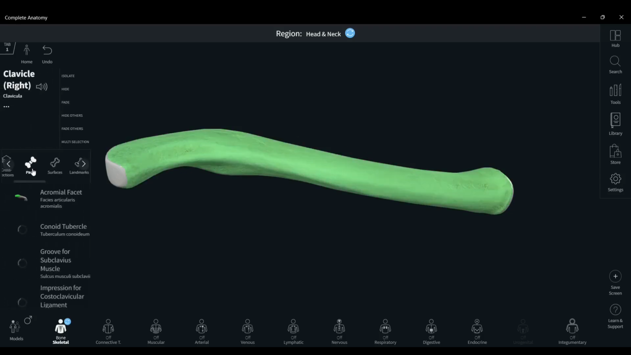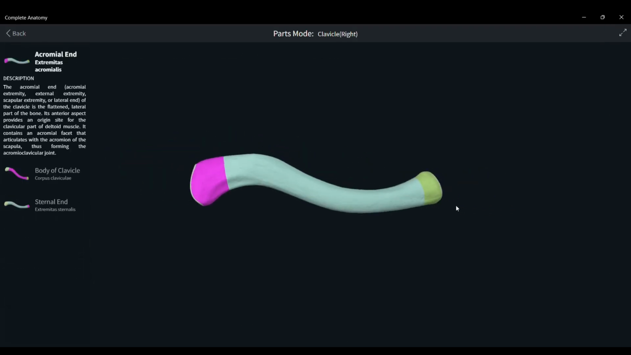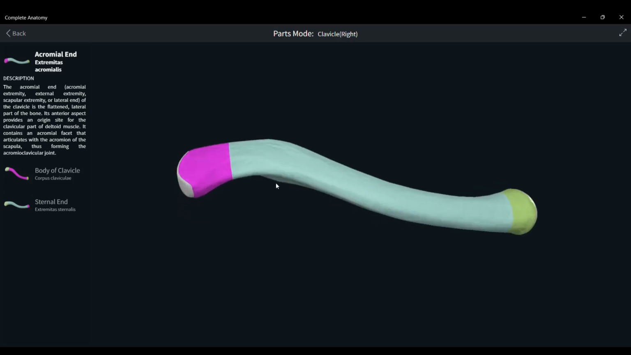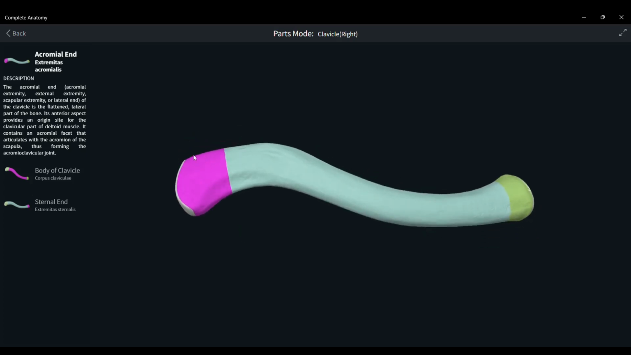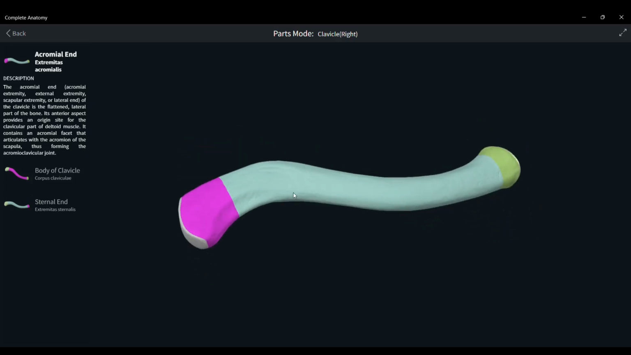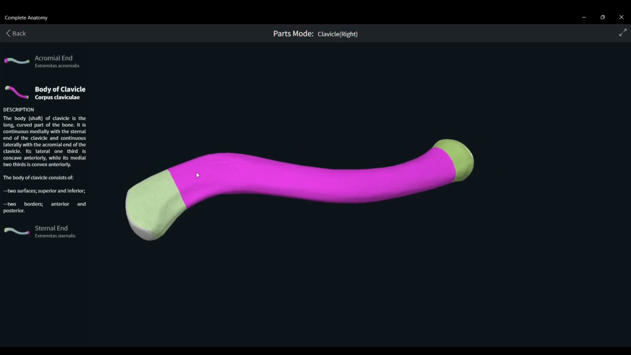Let's start with the lateral end, the extremitas acromialis. This is the flatter, more delicate side of the clavicle, which curves slightly backward in space and articulates with the acromion of the scapula. Next, let's move toward the corpus claviculi, the shaft of the bone. The clavicle is S-shaped. The medial 2/3 are convex anteriorly, while the lateral third is concave anteriorly.